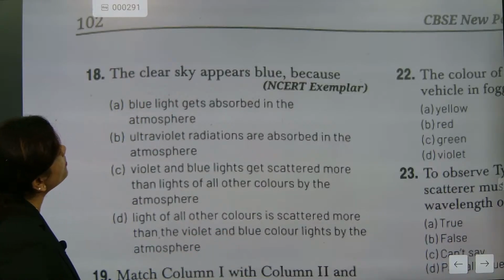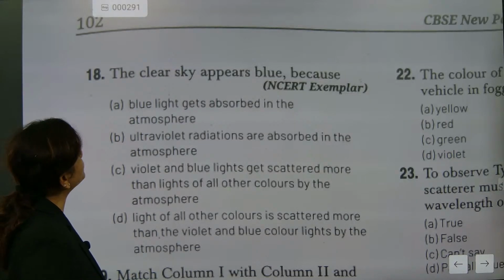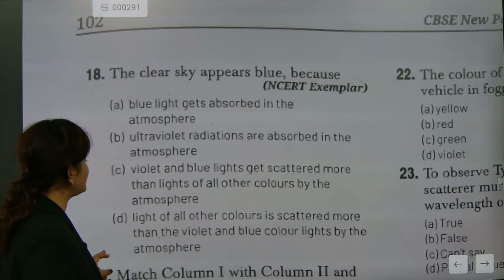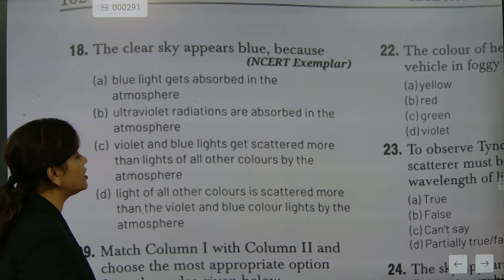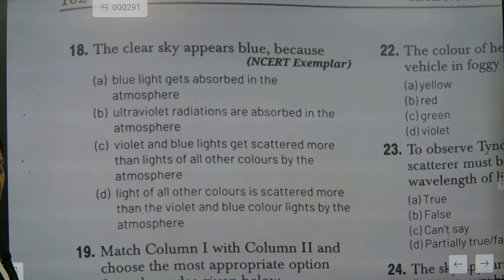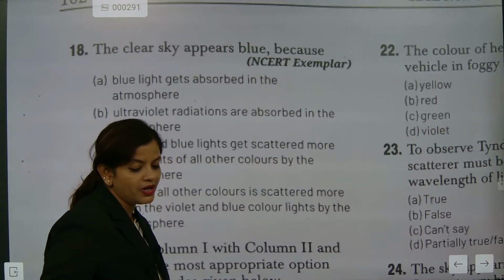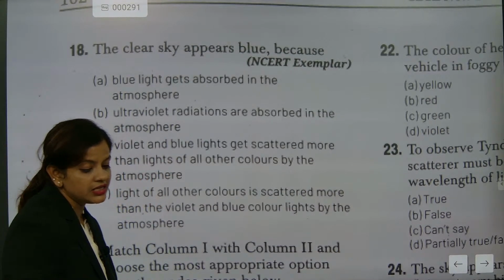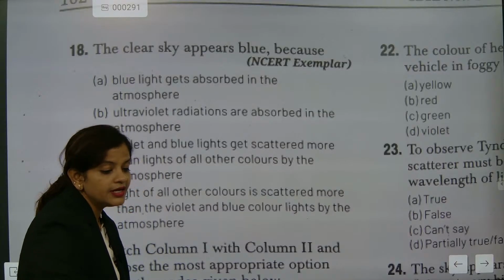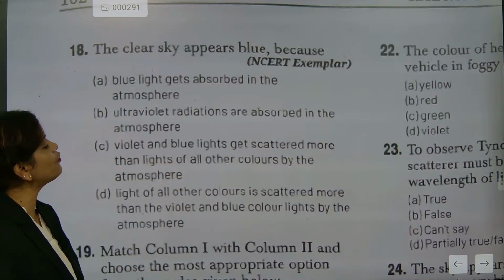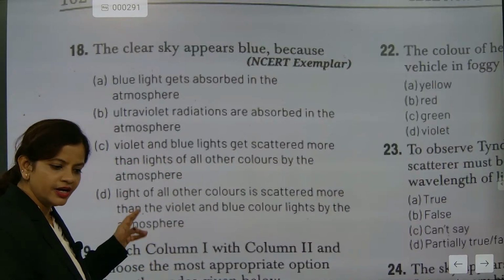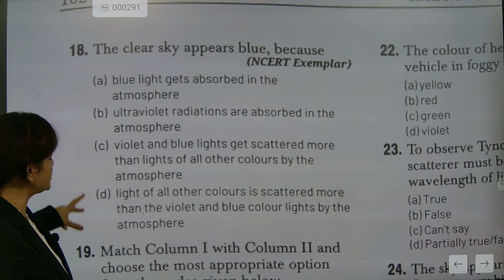Now, the clear sky appears blue because blue light gets absorbed in the atmosphere. Ultraviolet radiation is absorbed in the atmosphere. Violet and blue light get scattered more than light of all other colors in the atmosphere. Light of all other colors is scattered more than violet and blue light in the atmosphere. This is seriously a very good question. Let's see how many people are giving the answer. The correct answer here is C, that is, violet and blue light get scattered more than light of all other colors by the atmosphere. Understood? Because of that only, C is going to be the correct answer.